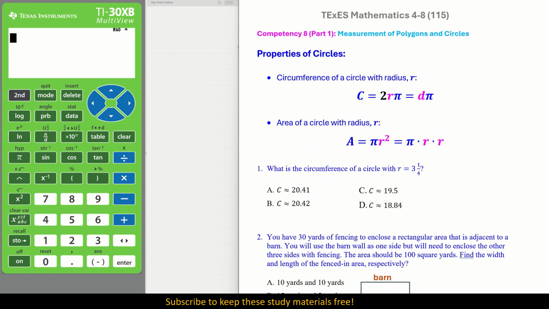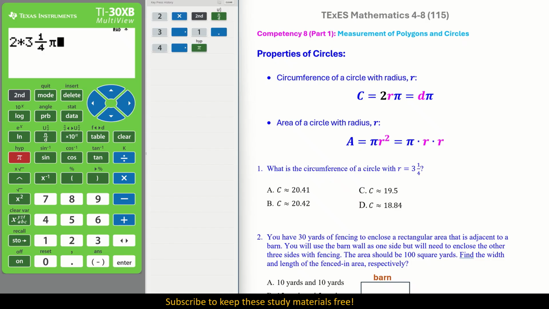Well, for this, all we need to do is pop in the calculator. Okay, so we have 2 times our radius. I'm going to type it in exactly the way we see it. So that's second and then fraction, and we have 3 arrow over 1 arrow down 4. Now, we do not need to type in multiplication again because this calculator gives us a nice feature. We just push pi, and that gives us our 2 pi. So enter. Now, also, we have the feature where it gives us our answer in terms of pi.